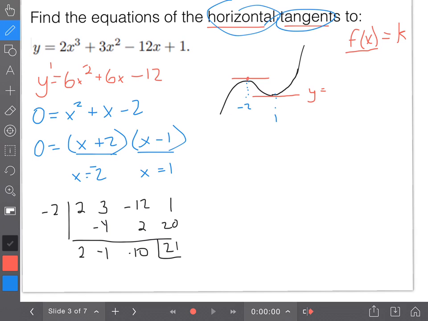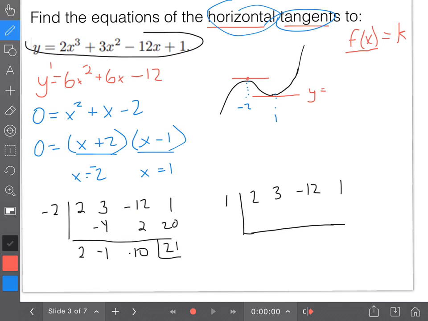All right, now you don't have to do this synthetic substitution thing. You can go ahead and just put the negative 2 in, you can put the 1 in, but I'm going to go ahead and do it because I want to show it to you so you get an idea of how it works. You should have seen this back in Algebra 2, but just in case you didn't, we're doing it now. So again, I put the coefficients, 2, 3, negative 12, 1. If I put the 1 in, remember I'm substituting these into the original equation. I've got to put it into the original equation if I want to know the value of the points there.